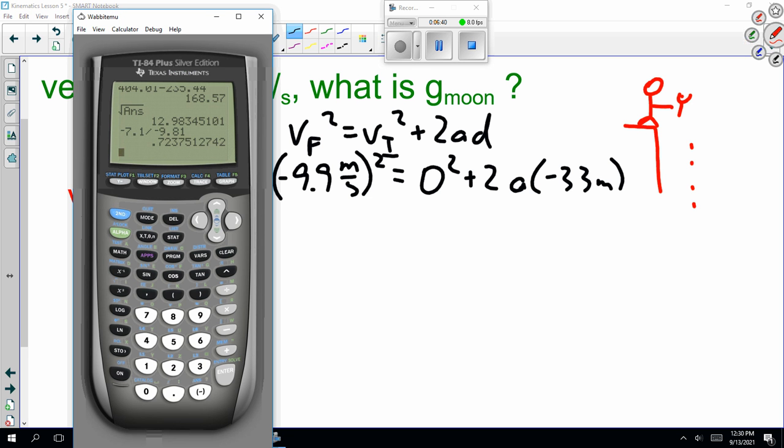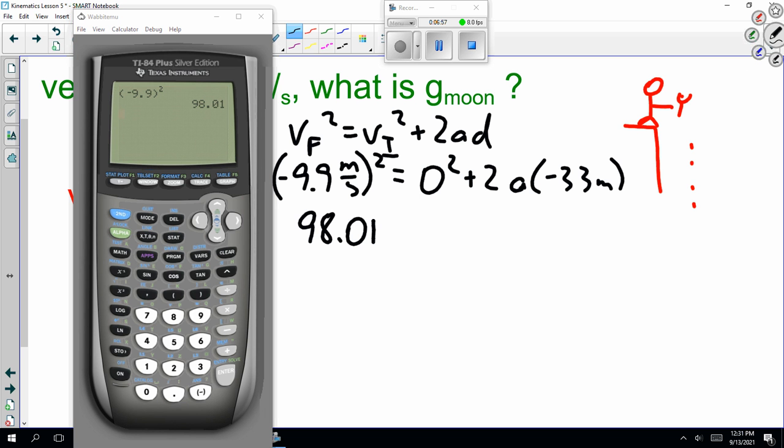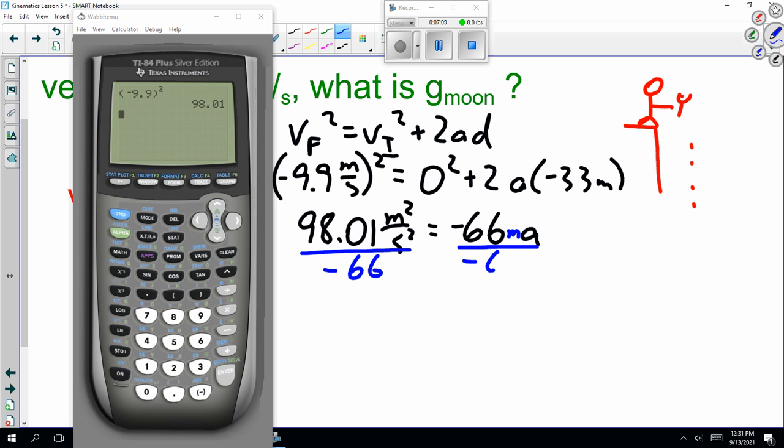Now I cannot do this in my head, but Mr. Calculator's handy. Bracket negative 9.9, close bracket squared. 98.01. So how do I get rid of times minus 66? Divide both sides by minus 66 meters. So acceleration becomes 1.485.